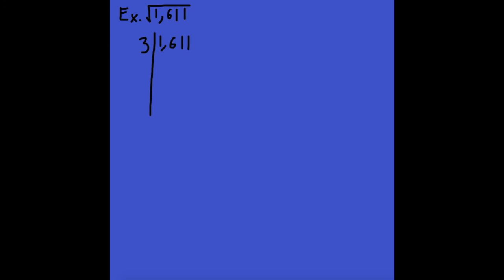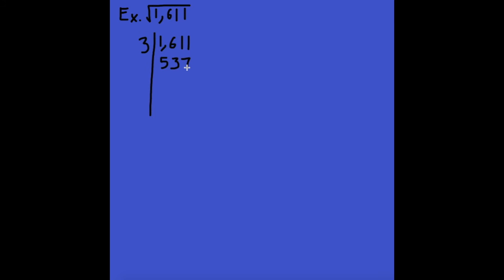Remember, a way to determine if a large number is divisible by 3 is to add up all the numbers and see if that number is divisible by 3. For 1611, 1 plus 6 plus 1 plus 1 equals 9, and 9 is divisible by 3. So, 1611 is divisible by 3. 1611 divided by 3 is 537.